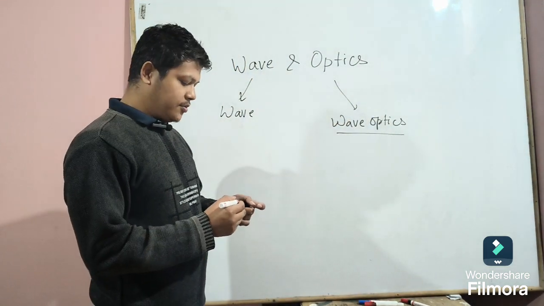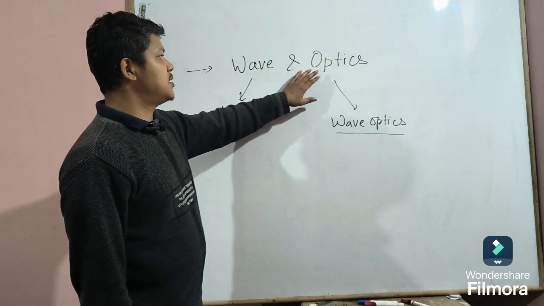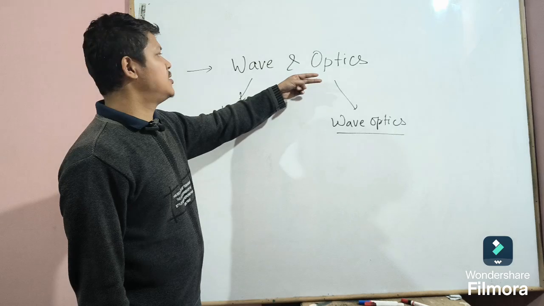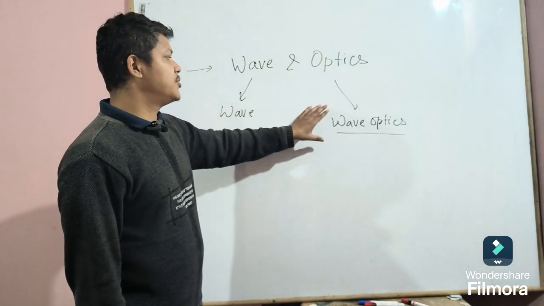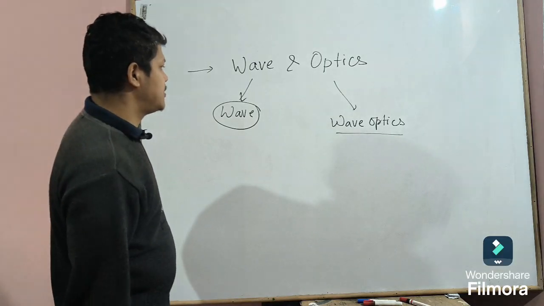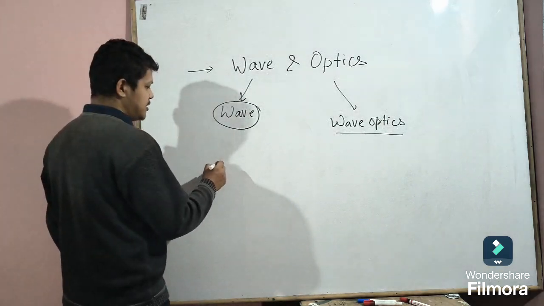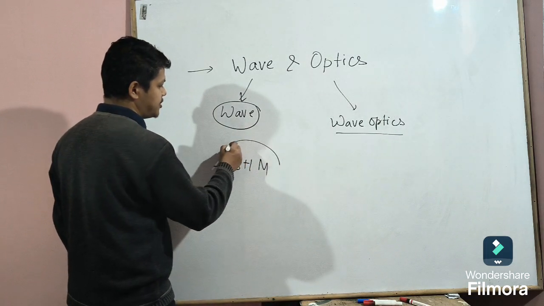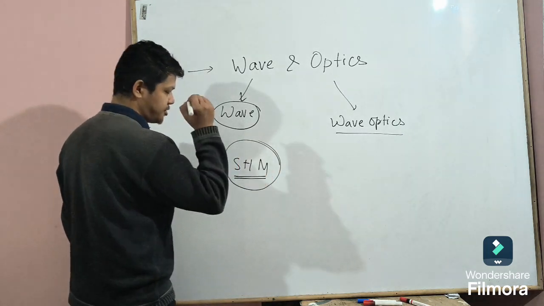So hope you know that the branch of physics called optics can be studied in two ways. One is ray optics, another is wave optics. So here we're going to discuss wave optics. And so today we're going to start with this topic, simple harmonic motion. Okay, so we're going to start this course with this topic, simple harmonic motion.